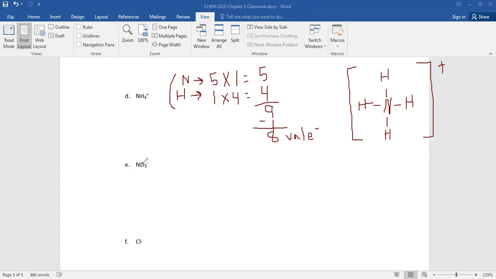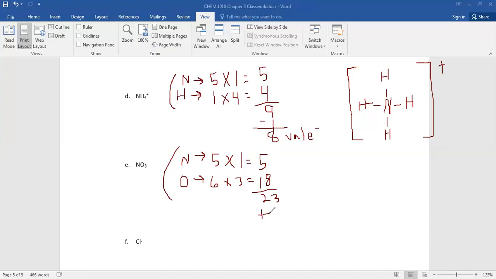For part E, you've got NO3 minus 1. So again, you've got 1 nitrogen in this formula in group 5, so it's 5 valence electrons. And you've got 3 oxygens, each in group 6. So 6 valence electrons times 3. 18 plus 5 is 23. Then you've got to add 1 electron for that -1 charge. So there's a total count of 24 valence electrons.